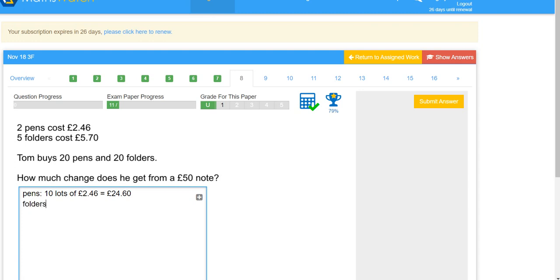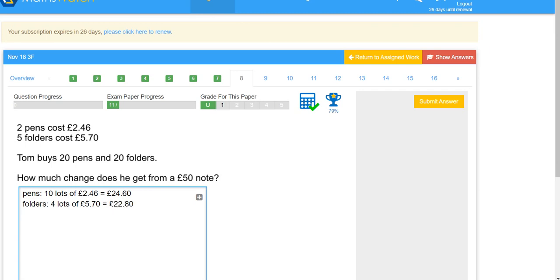Folders. Well, I want to get, again, 20 folders. 5 folders cost that. So 4 lots of 5 is 20. So that's 4 lots of £5.70. And that's going to give me 4 lots of £5.70. Well, stick in my calculator. 4 times 5.7. And that gives me £22.80.